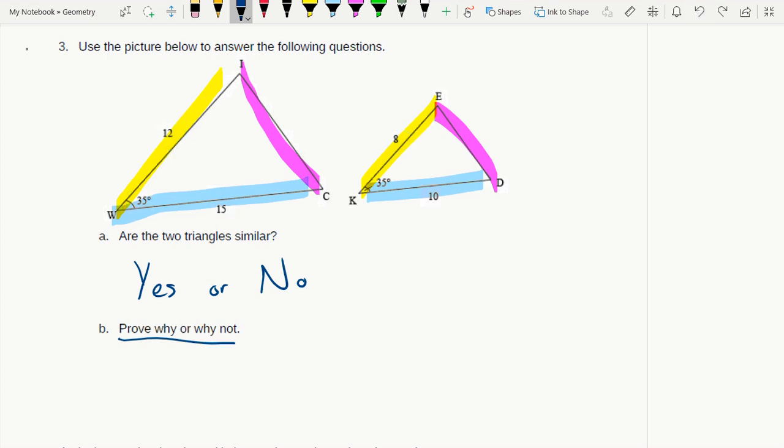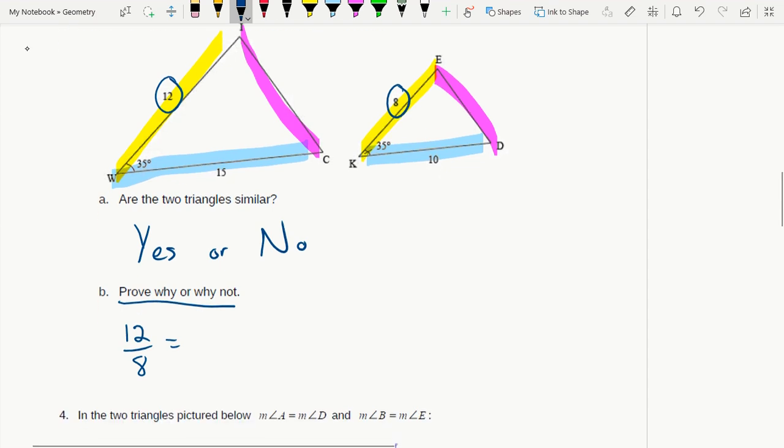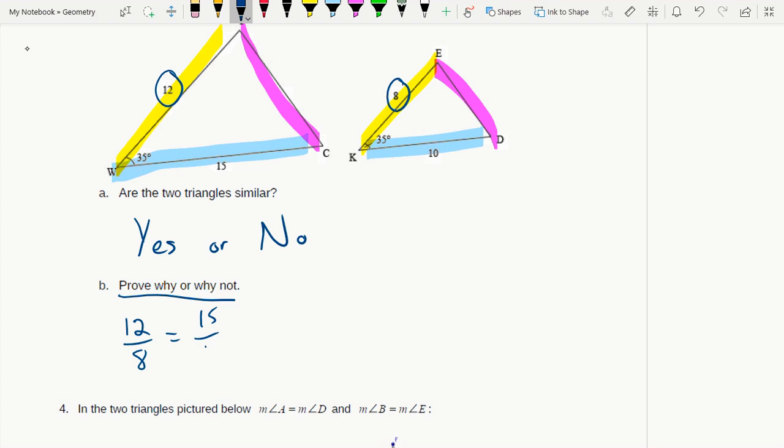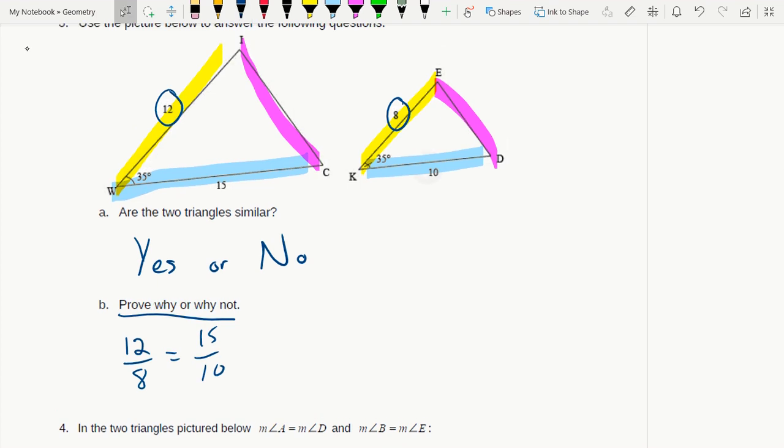I'm going to do yellow first. So for yellow, I'm going to have 12 divided by 8. So that's left divided by right. And then for my blue, I'm going to have 15 divided by 10. Again, that's left divided by right. Okay, so if those two things end up being proportional, then I'll know that I've got proportional sides.